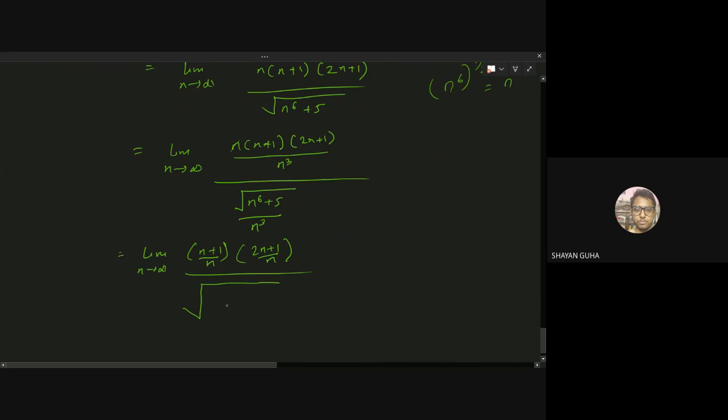I am taking the entire root over and I am converting n cube as n to the power 6. I have taken the entire root over, since we can easily write a as root over of a square, provided a is greater than 0. Otherwise, we can't write.